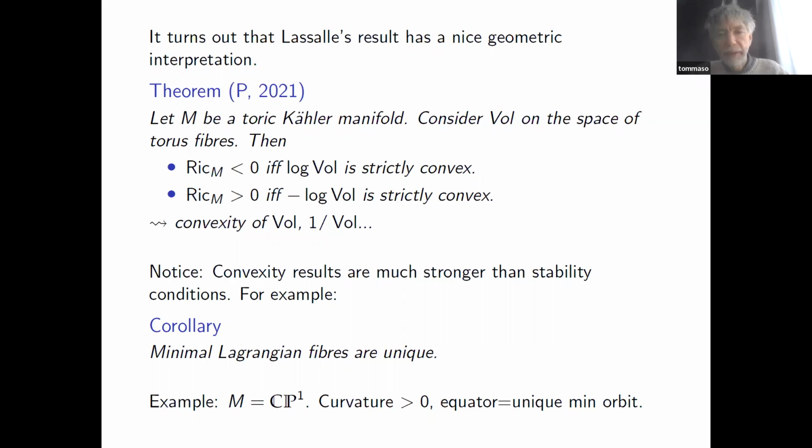Stability is weaker. It tells you something local. Convexity tells you something global. It is a global uniqueness result. And when you read this theorem, you should realize it is a very wide, broad generalization of something which is obvious on the sphere.